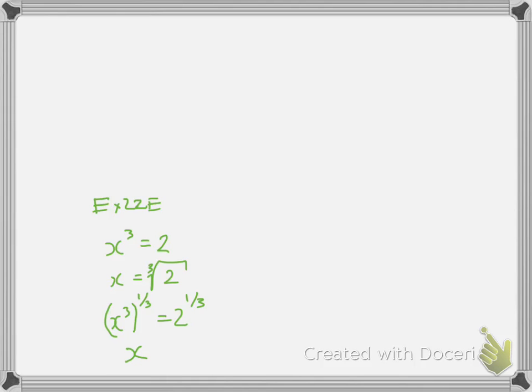So on the left hand side we'll have x to the 1 and then 2 to the 1/3, which we know is the same thing as the third root. So just to explain, that might be useful.